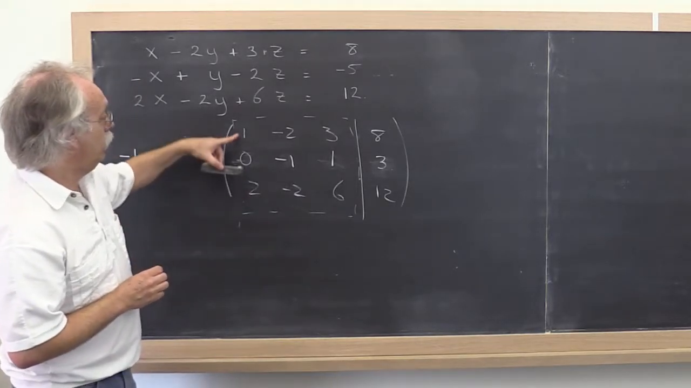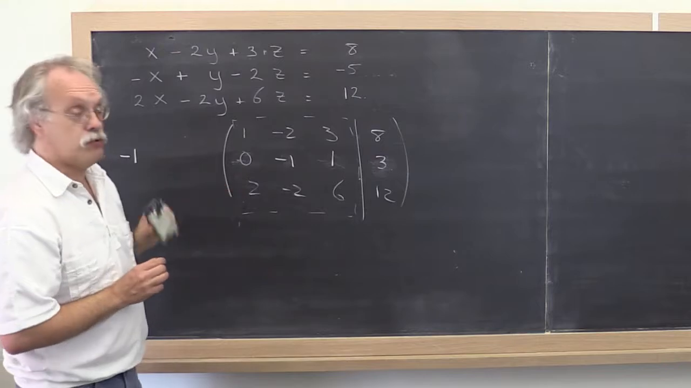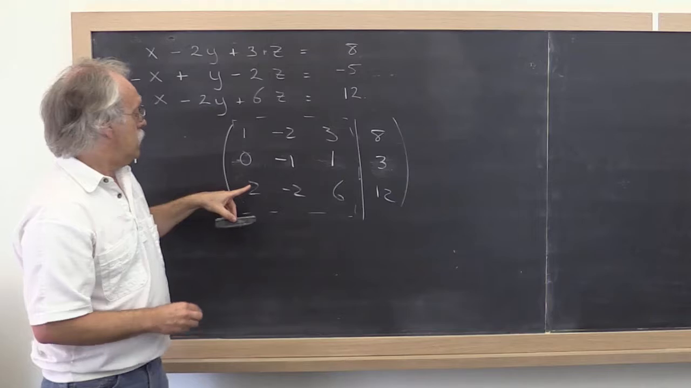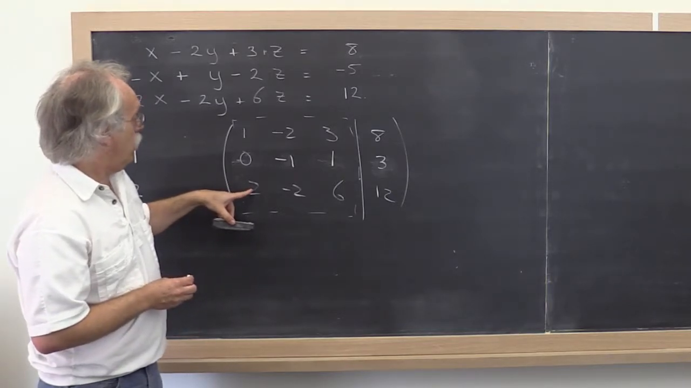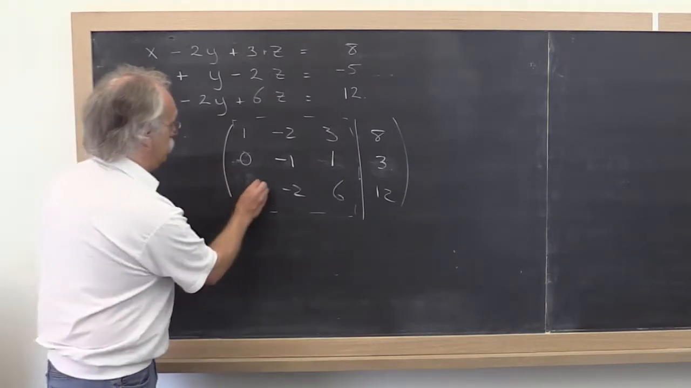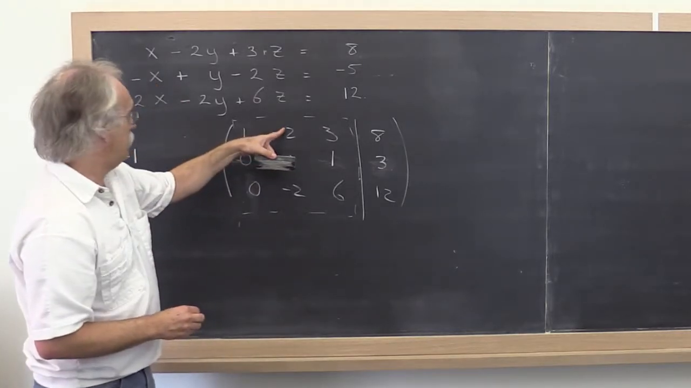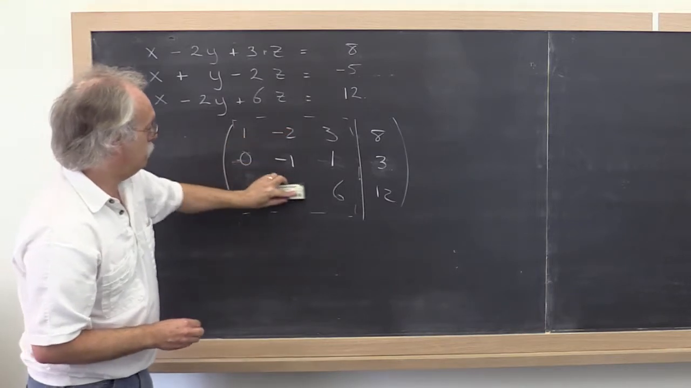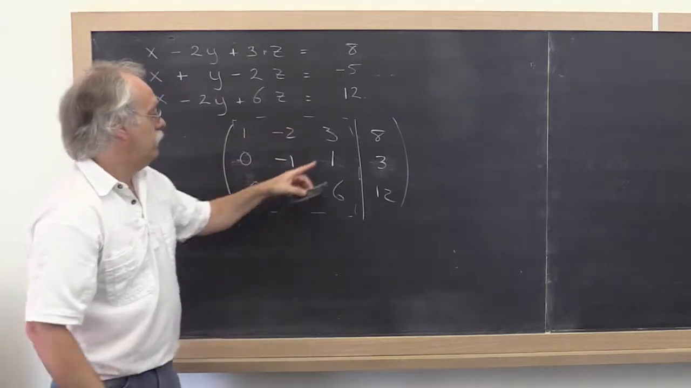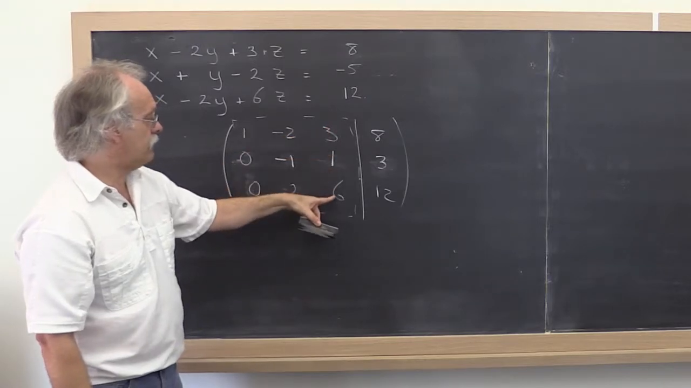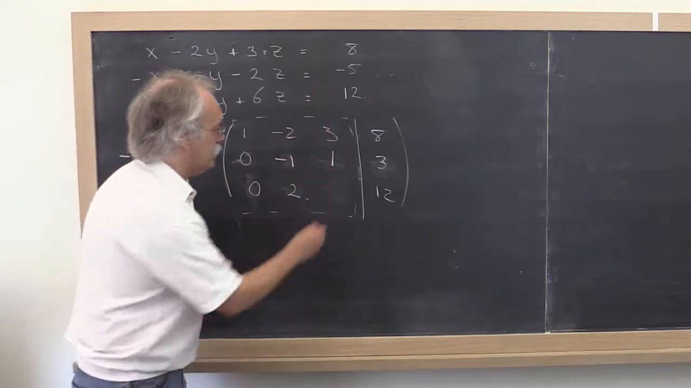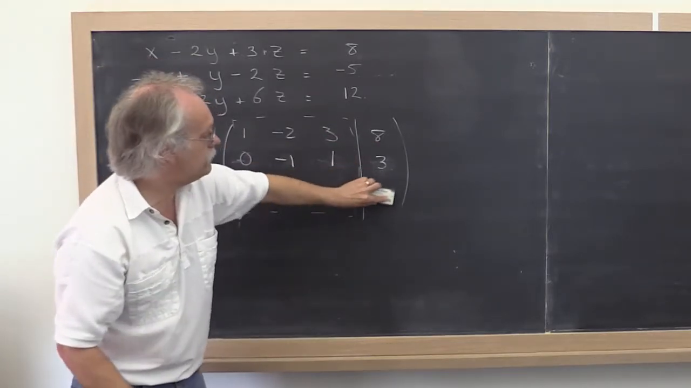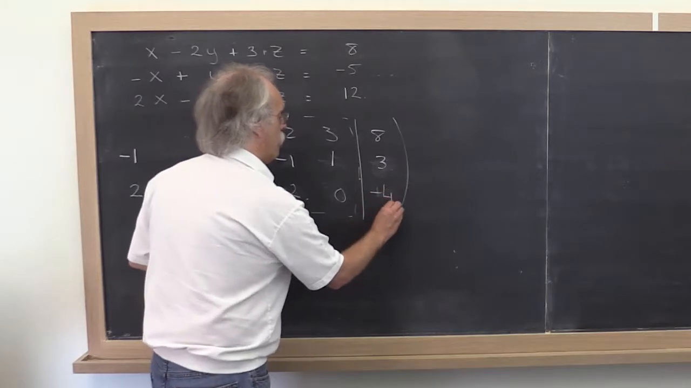Then we need to take 2 times the first row and subtract it off of the last row. Okay, so we'll write down a 2 here. And what? Well, that becomes a 0. 2 times that subtracted from that means that this becomes a 2. 2 times that subtracted from that becomes a 0. 2 times that subtracted from that becomes a minus 4.